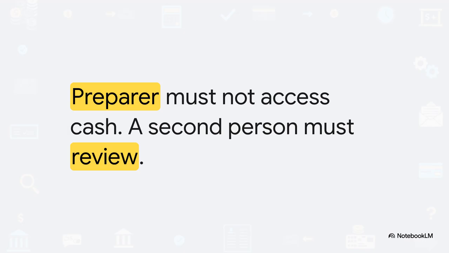And to back that up, a second person, like a supervisor or controller, has to review and formally sign off on the reconciliation before the period is officially closed.